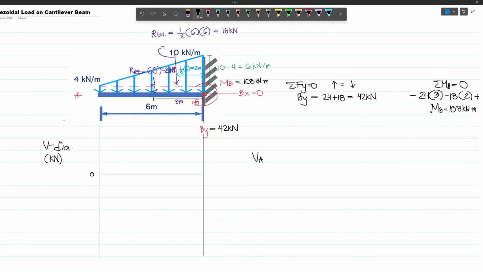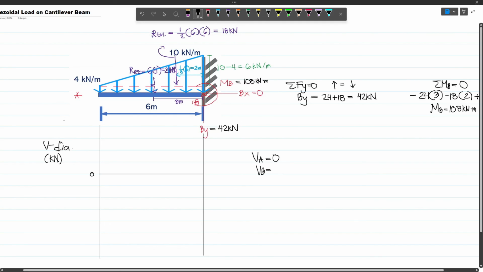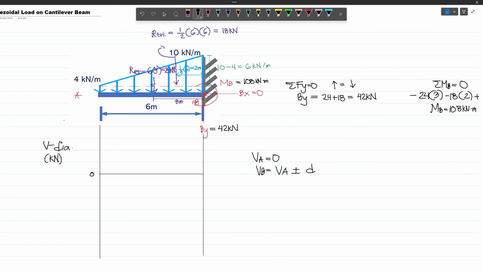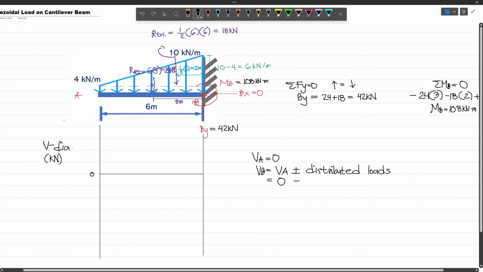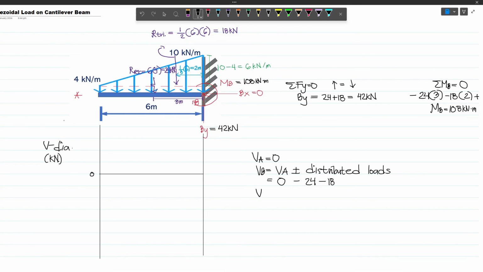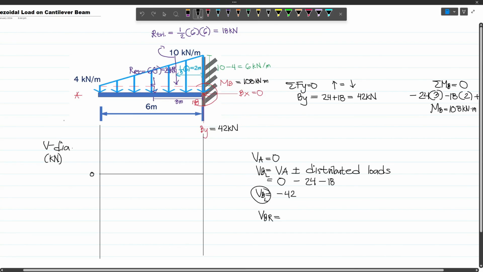Because again, I will just show you everything. We have VA equal to 0. And then our VB will become VA plus or minus the distributed loads or their resultants. And so we have 0 and then minus, because these are both acting downward, 24 and 18. So minus 24 and then minus 18. And so we have negative 42. This is still the left shear value at B, because we will have a right shear value at B due to the concentrated load of the reaction at B. And so our VBR will be the left shear value, which is negative 42, plus this concentrated load. So plus 42 will give us 0. And so this will be negative 42 here, and then we go up, it will be 0 here.